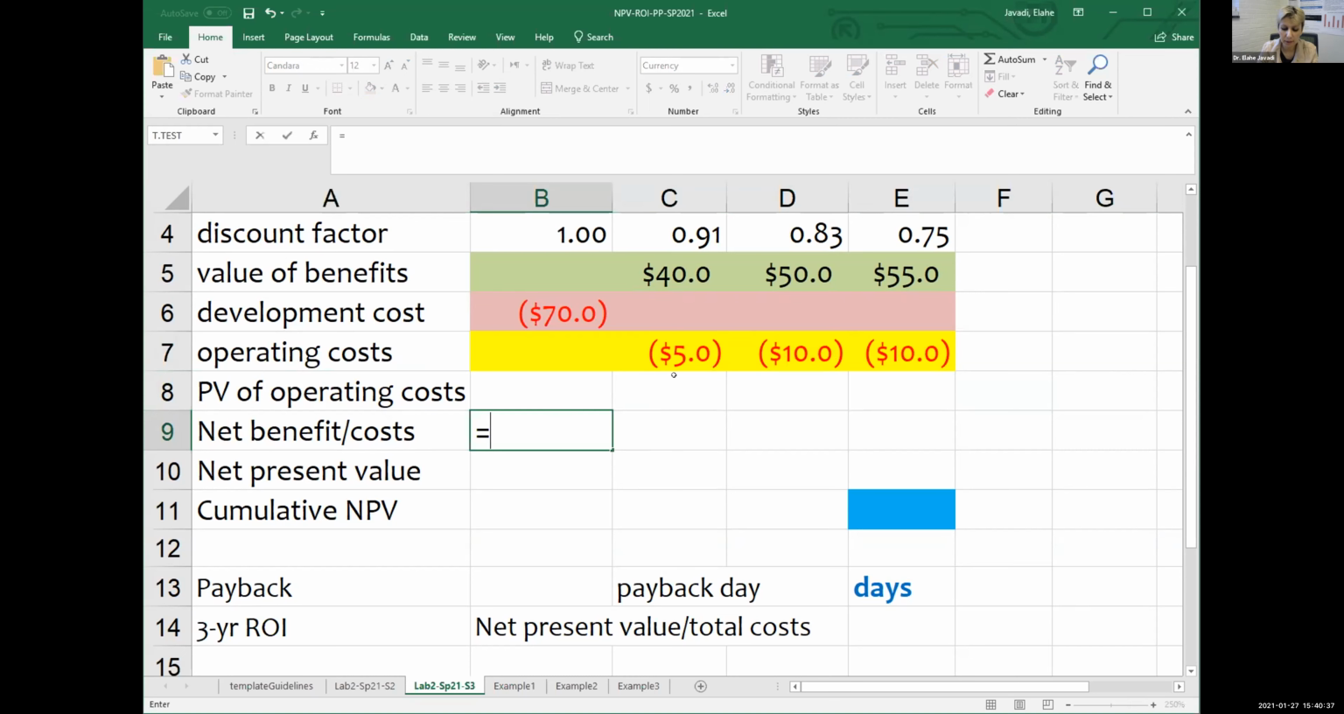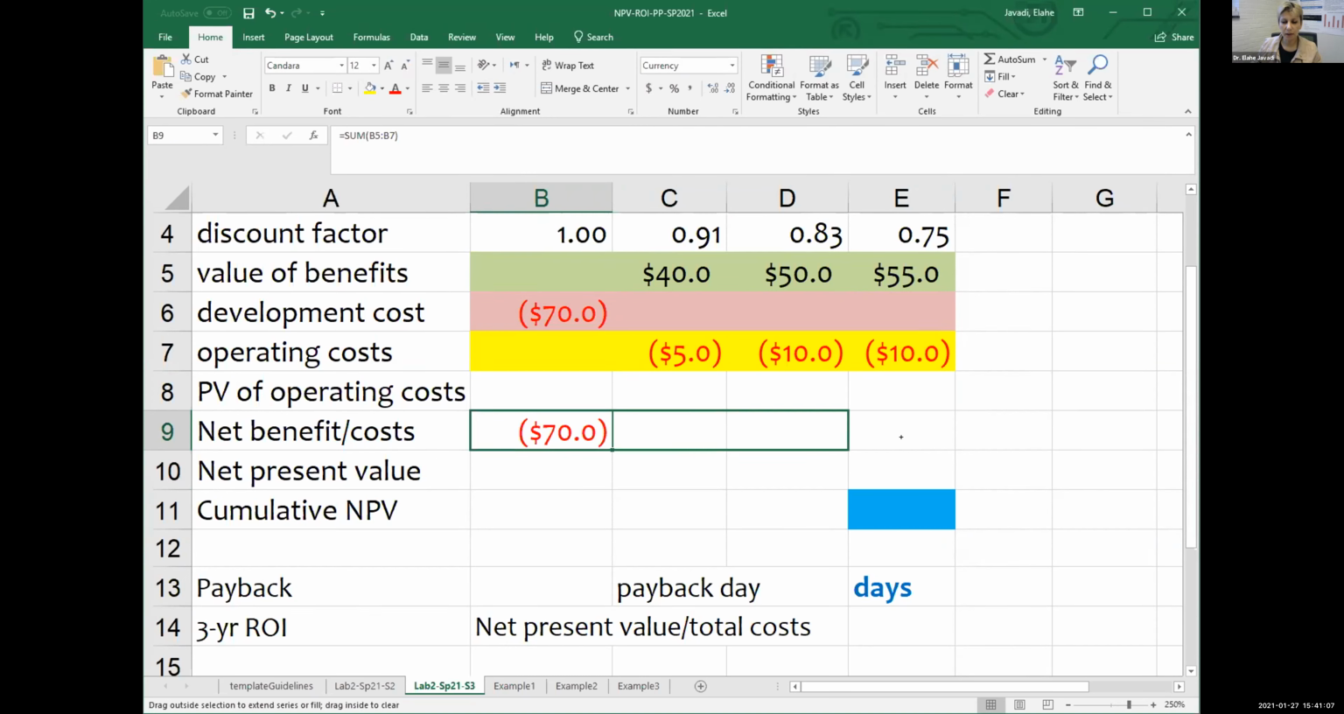Row 9 is the net value. You put all the benefits and costs together. You do the sum and you get that value. I put equal sign sum. Then I select those three values that I need. So these are my three values. I'm going to select it with my mouse, left clicking and enter. I'm going to apply the formula to the cells on the right. This is going to do the net for us.